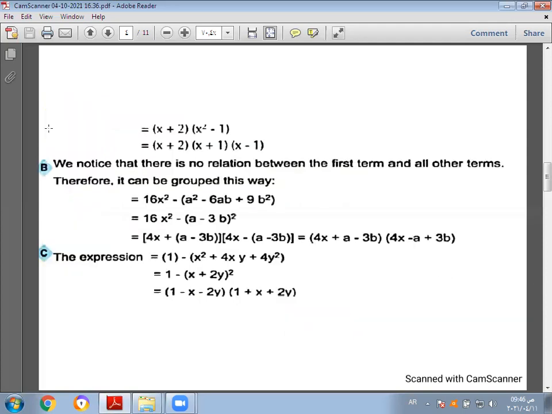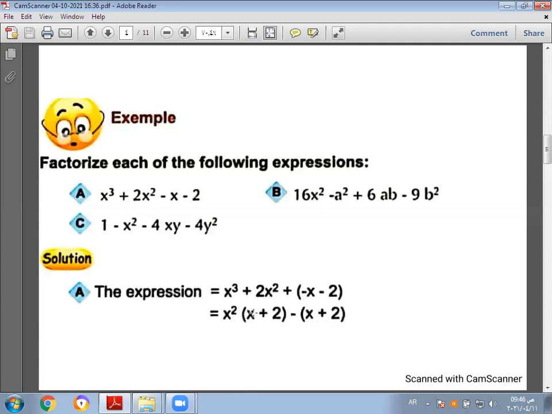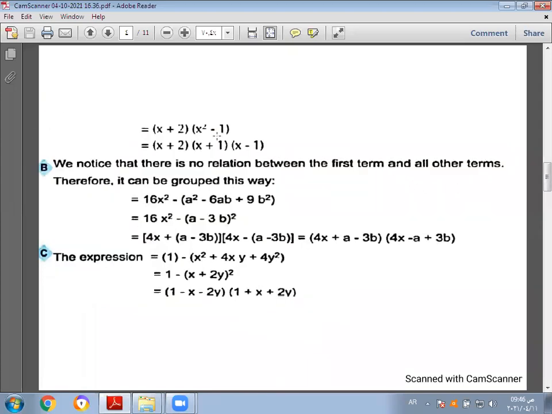We take x plus 2 together as HCF and open bracket, we find x power 2 minus 1. If we take x plus 2 here and here, we find the remainder in the first will be x power 2 minus 1. There are no numbers or letters outside the bracket, it means 1. X power 2 minus 1. Okay? This is the first part of the factorization. But this bracket, we can factorize it again.